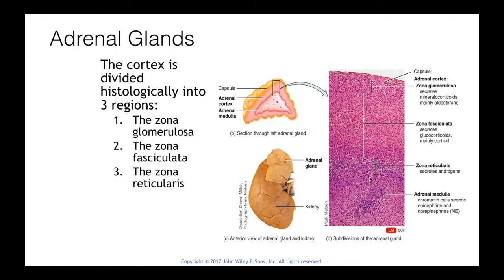Once you're deep to the zona reticularis, that's where the adrenal medulla is, that secretes the catecholamines called epinephrine, norepinephrine. The zona glomerulosa, all the way on the top, on the right there, is going to secrete the mineral corticoid called aldosterone. The fasciculata is going to secrete the glucocorticoids, primarily cortisol. And then the zona reticularis is going to secrete the androgens, like testosterone.